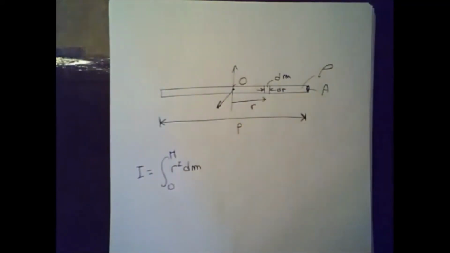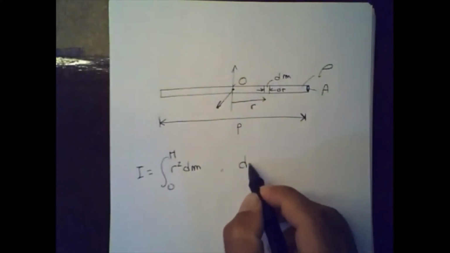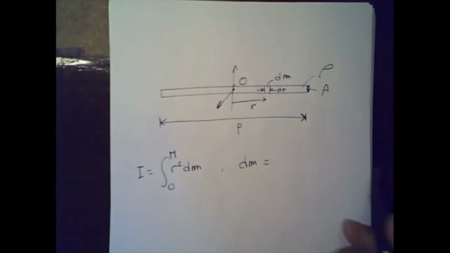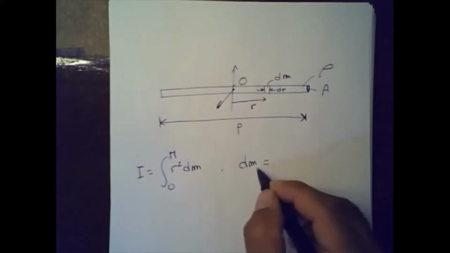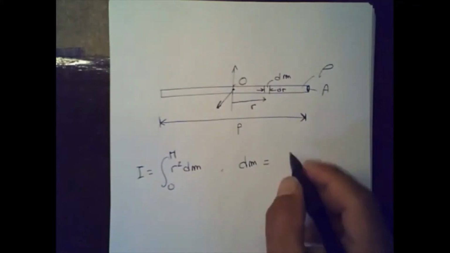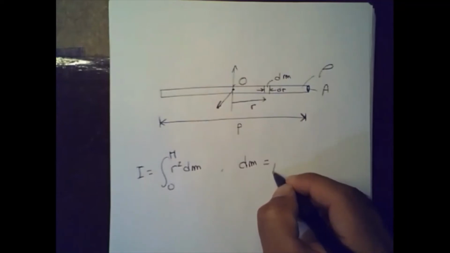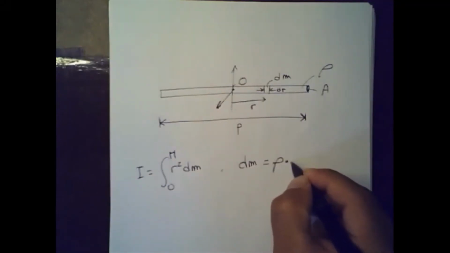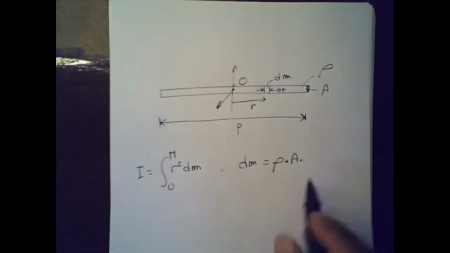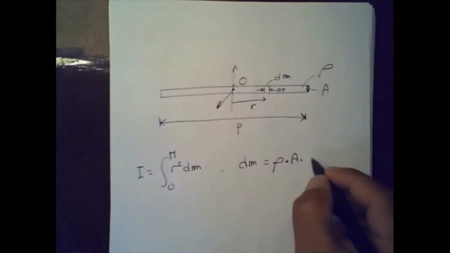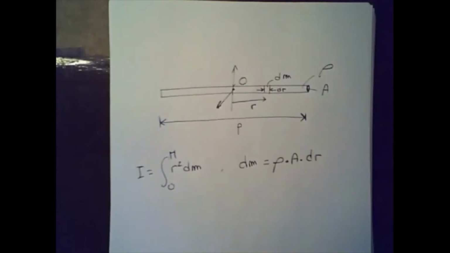dr, right? So what is the value of dm? So we said dm is going to be equal to rho A, rho A multiplied by dr. Bravo, yes, exactly. Rho A times dr.